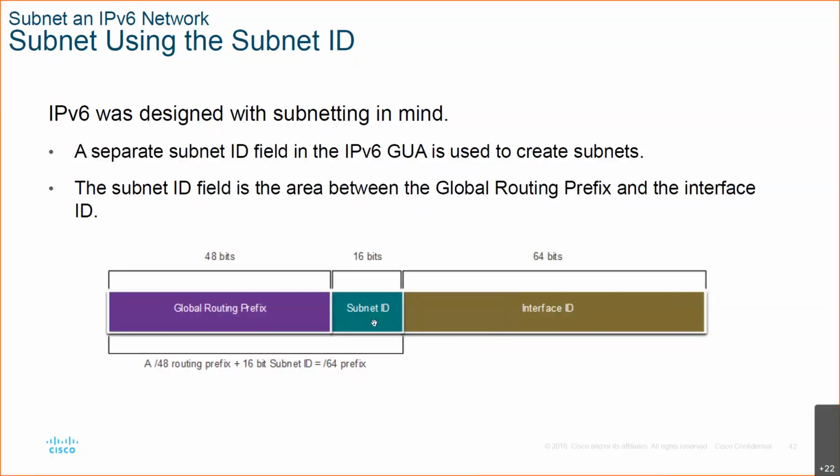Like I said, from the network portion, take 16 bits. So now your host portion is 48 bits. That means the first 3 hextets is for the network portion, and then 1 hextet is your subnet ID. And you don't touch your host portion. You leave it as 64 bits. That's why they say IP version 6 was designed with subnetting in mind.